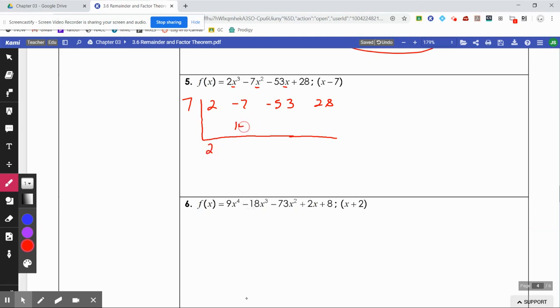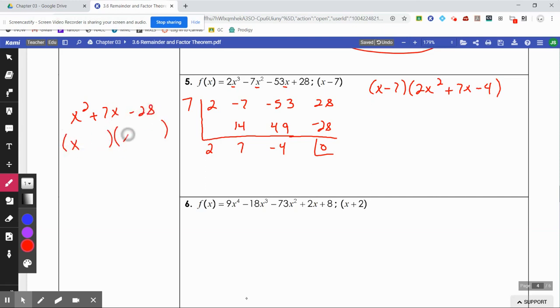So 2, 14, 7, 49, -4, -28. So you have broken it down into x minus 7 times 2x squared plus 7x minus 4. We're going to have to use slip and slide. That'll be x squared plus 7x minus 8.